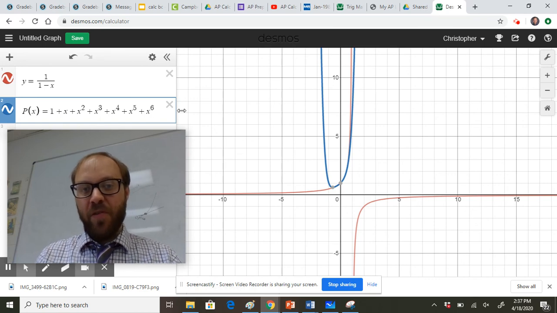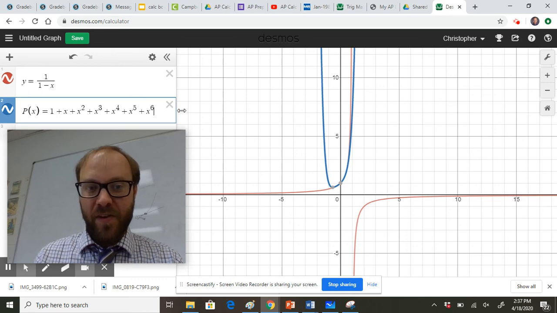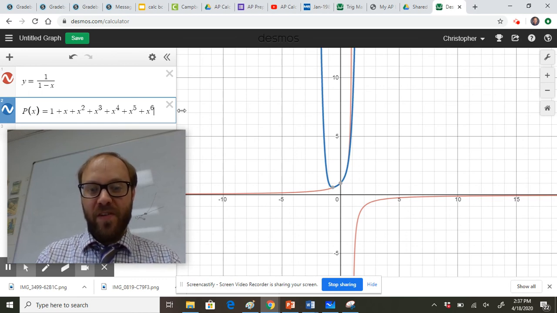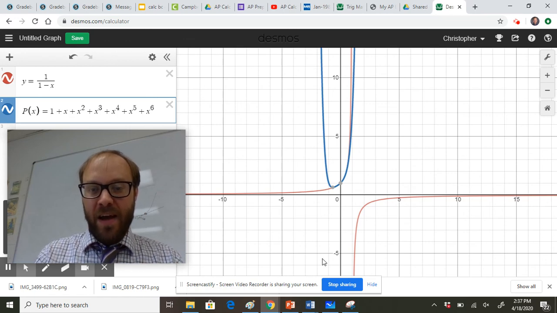But this one will be focused around 0, and the polynomial function should be very close to the rational function, at least for values near 0. And again, it's going to get closer and closer and closer as you write out more terms of the series. So I hope that visualization gives you a little bit more understanding of the relationship that's happening between these two different functions.